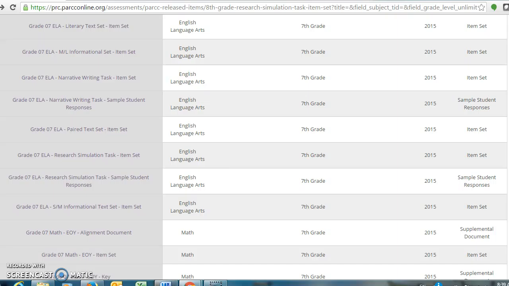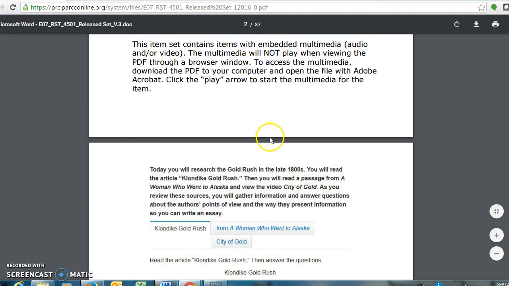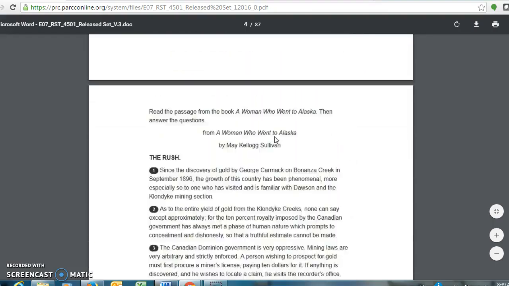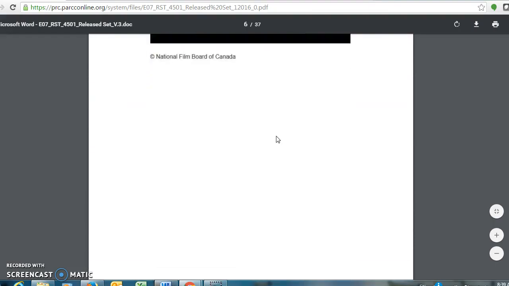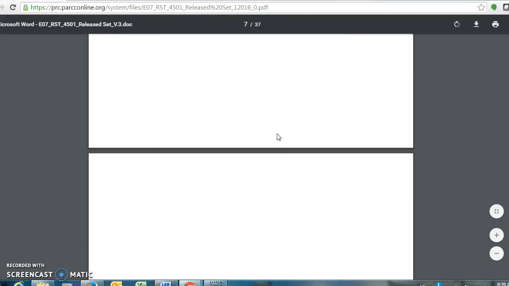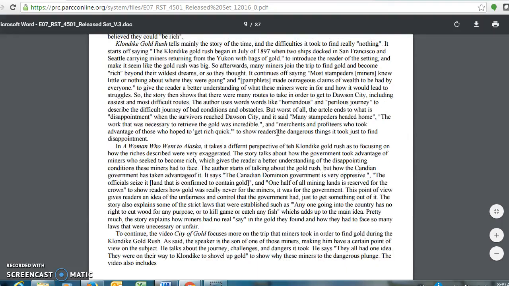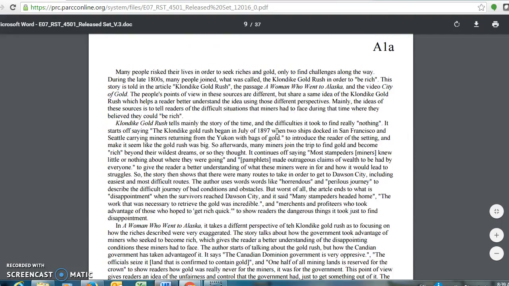Well, you can find that out on this site as well. So you just go back, and I was in the research simulation test item set. Now I'm going to go to the research simulation test sample student responses. And here it gives you the documents again, and it gives you sample papers. Here, these documents start with the best essays, and it goes down to the least successful essays.